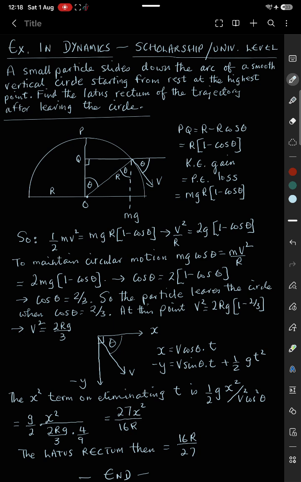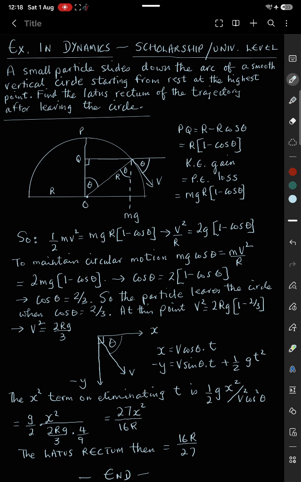Now, the x squared term on eliminating t is half g x squared over v squared cos squared theta, which, substituting in all the various values that we've already found, we get gx squared on the top, and on the bottom 2 times 2rg over 3 times 4 over 9, which simplifies to 27x squared over 16r. And the latus rectum is just the reciprocal of the coefficient of x squared, which is 16r over 27, and that does it.